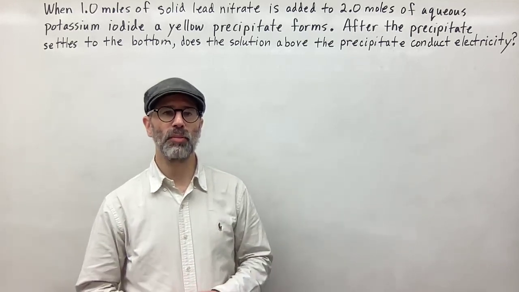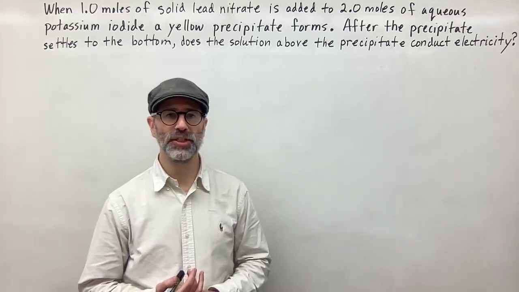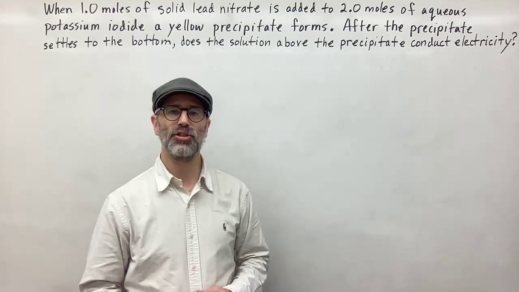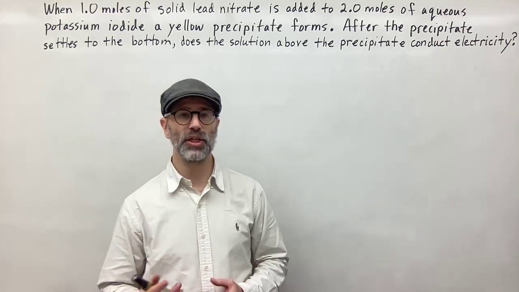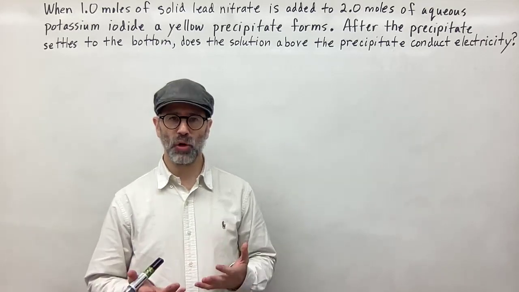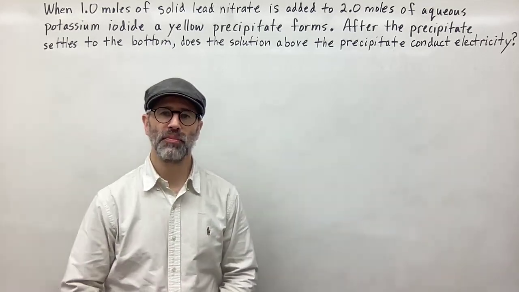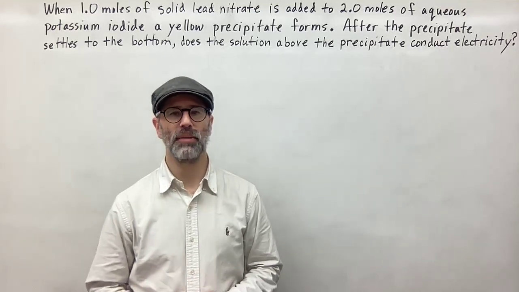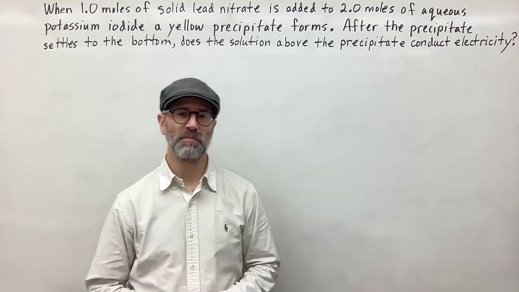So in this problem, you're given 1.0 moles of solid lead nitrate, and that is added to 2.0 moles of aqueous potassium iodide. You're told that a yellow precipitate forms. After the precipitate settles to the bottom, does the solution above the precipitate conduct electricity?